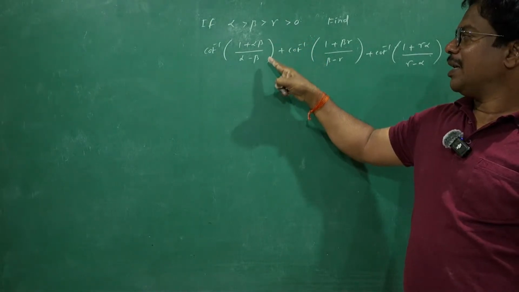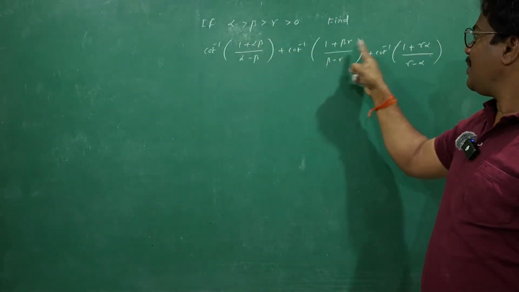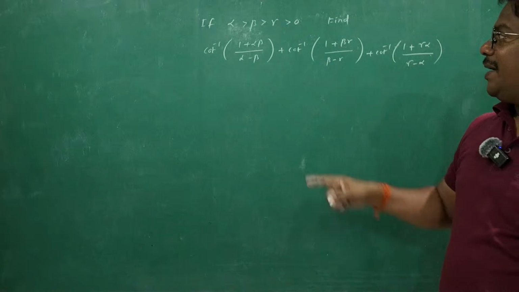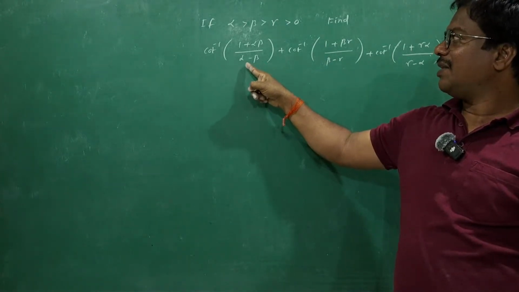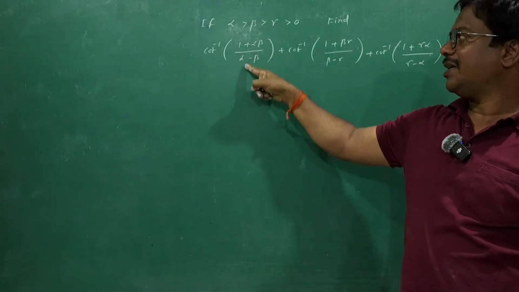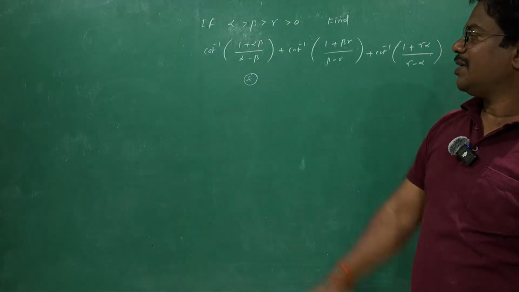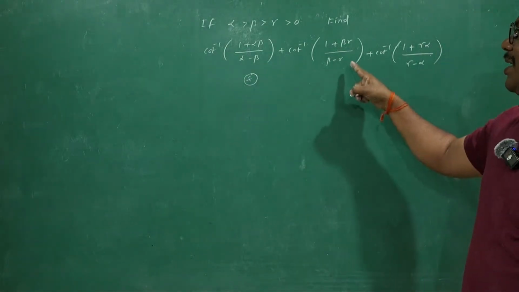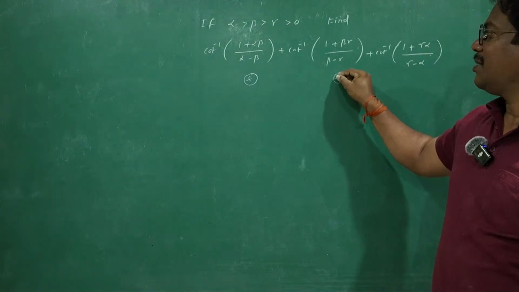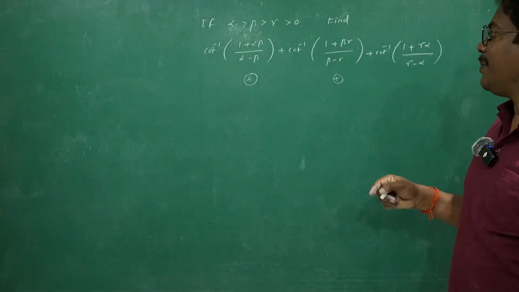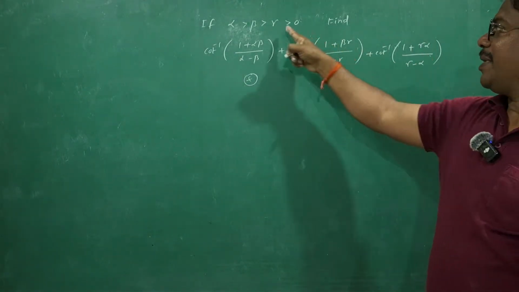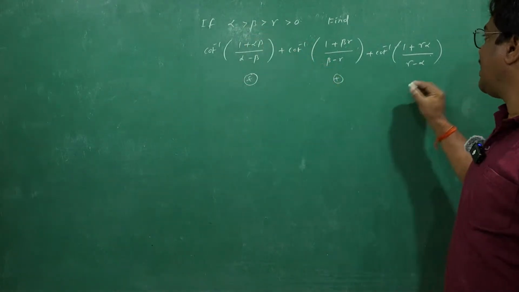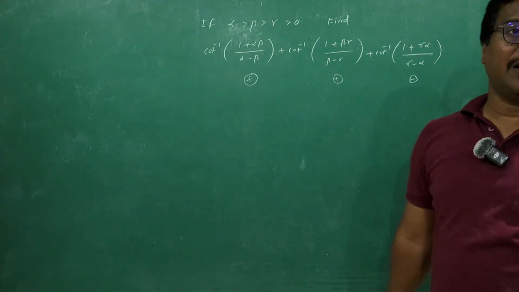Whenever alpha, beta, gamma are positive, the numerators are clearly positive. The denominator alpha minus beta is positive since alpha is greater, so this internal result is positive. Beta minus gamma is also more than 0. Gamma minus alpha, least number minus greater number, gives a negative quantity.